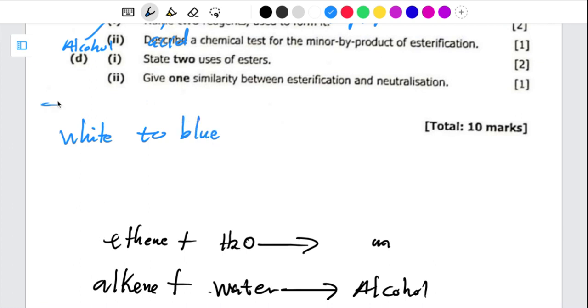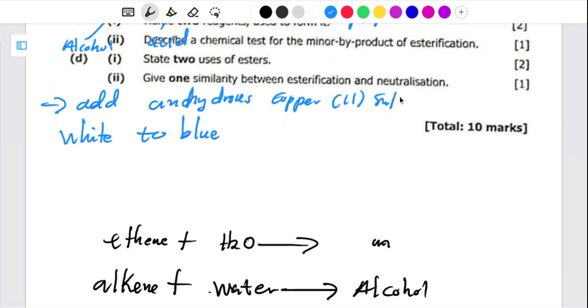So the test of water, you add anhydrous copper 2 sulfate. Anhydrous copper 2 sulfate. When anhydrous copper 2 sulfate is added to water, it changes from white or colorless to blue. That's a test.